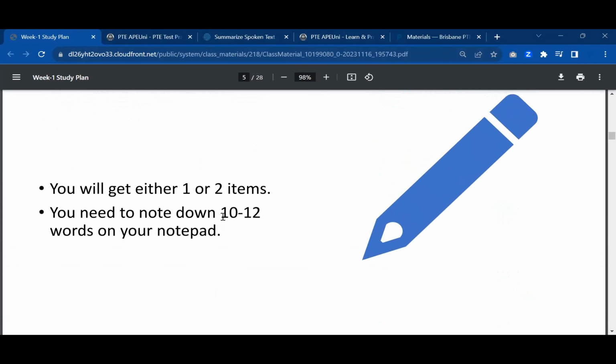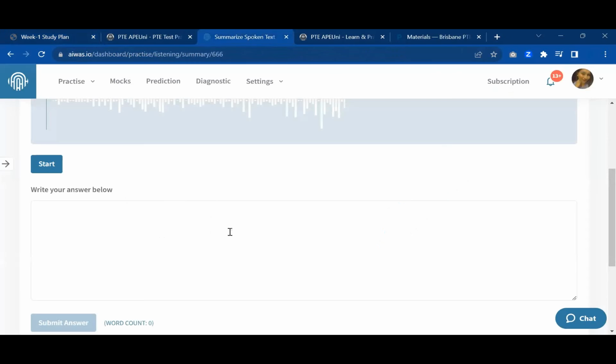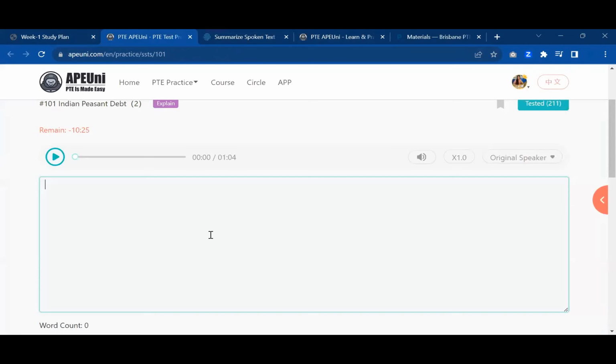of 10 to 12 words, meaning 10 to 12 words should definitely be picked up from the audio that you are listening to, and you need to note them all on your notepad or in your answer box. The answer box that you guys saw, you will have it right below your audio. This is how it looks here. You will be getting this answer box.